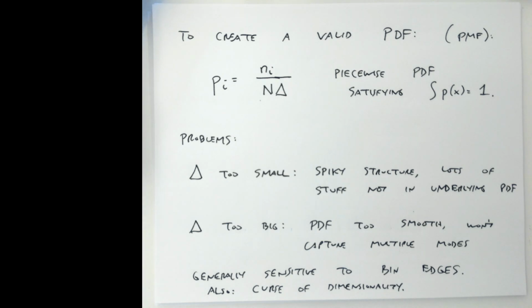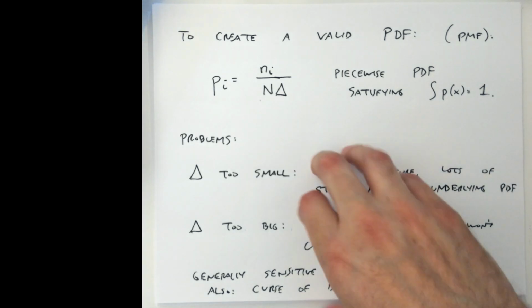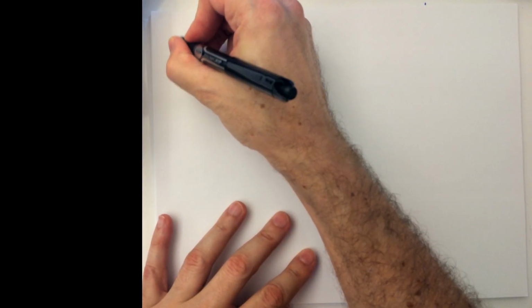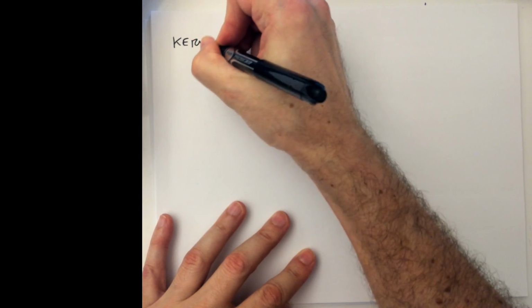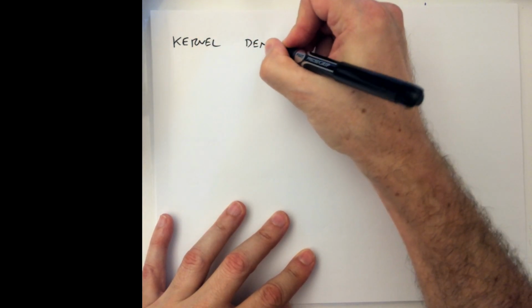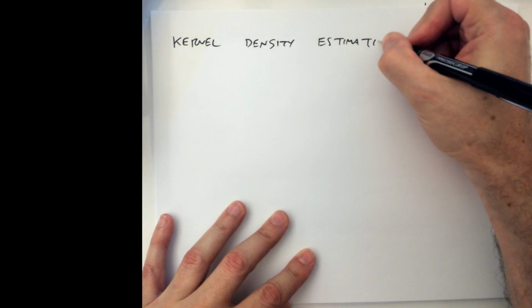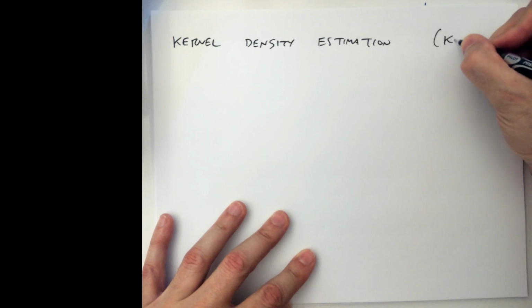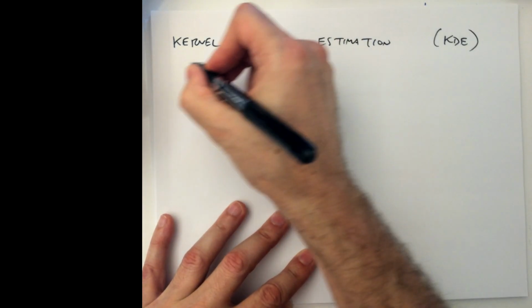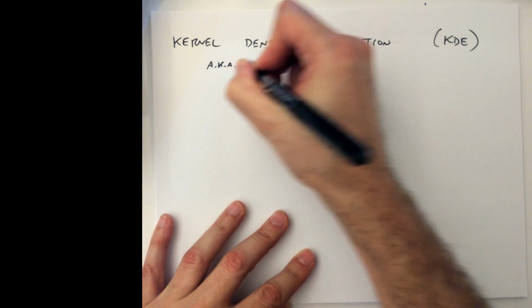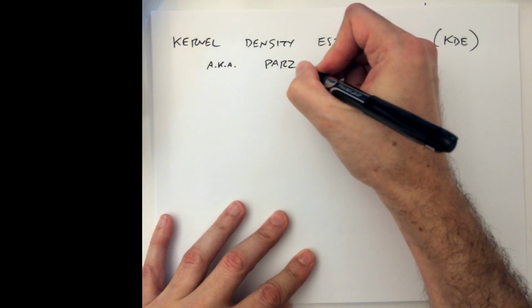And so the first thing I want to tell you about, which is very common, is what's called kernel density estimation, okay? Also known as Parzen windows. A better approach is what's called kernel density estimation. Sometimes you see this called KDE, also known as Parzen windows.